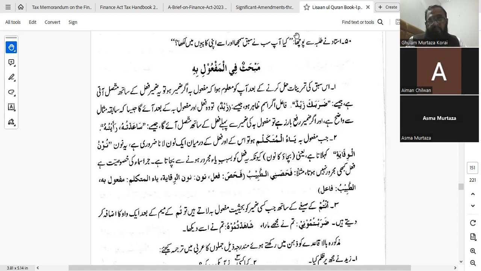Same is the case with the zamir of mutakallim, that is ya mutakallim. Like fahasa tabibun. But if I say the doctor checked me, I will say in Arabic fahasani at-tabibu. So ya mutakallim is going to be attached with the verb fahasa. Do you understand this now?